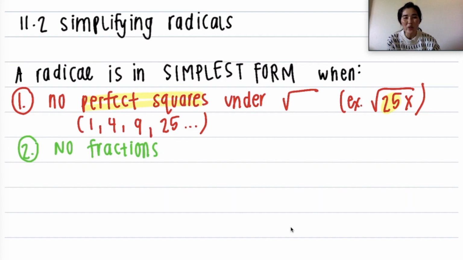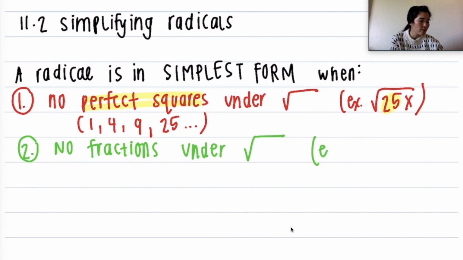All right, number 2, what we're looking for is that there are no fractions under the square root sign. So for example, if we had something like this, the square root of 1/4 x, we do not want this here. Just like I tell you guys that we don't want a decimal in a fraction, we don't want a fraction in a fraction, one of the rules here is that we do not want it underneath a radical sign. So get rid of that fraction.